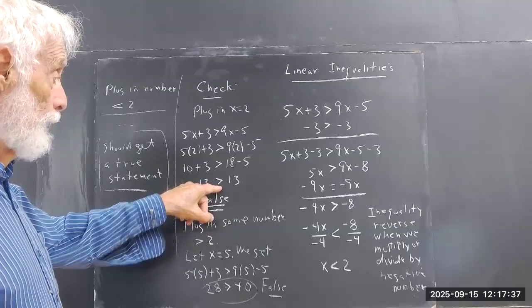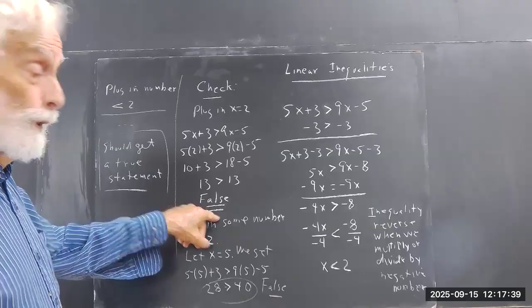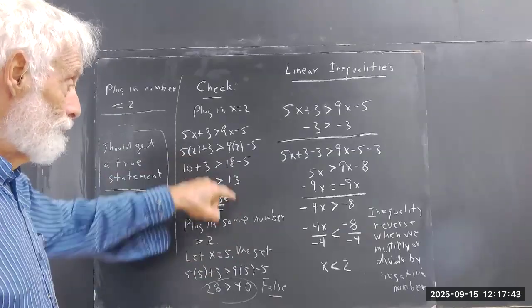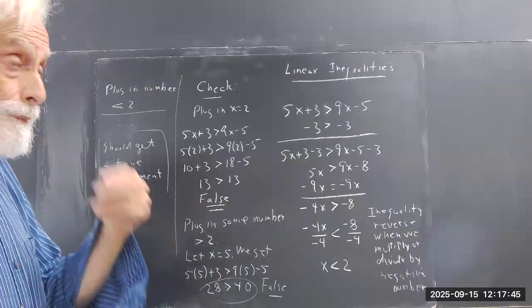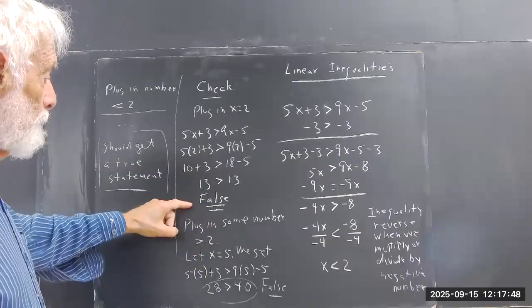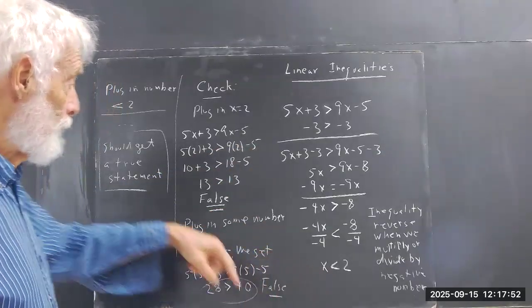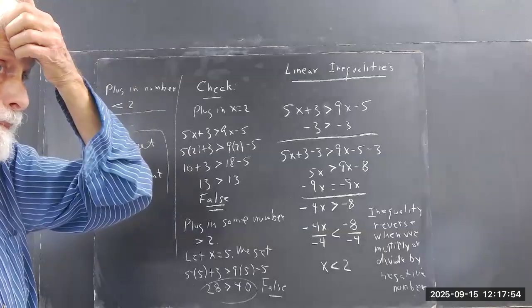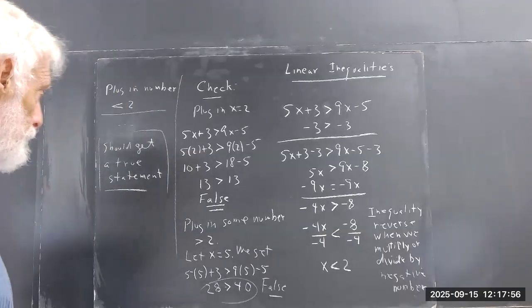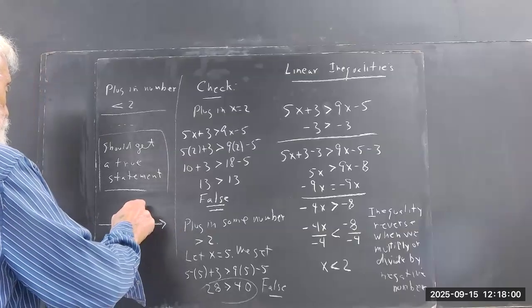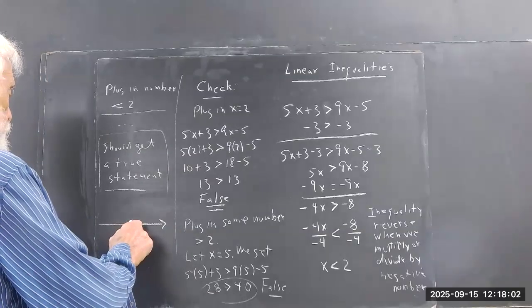So if it's a greater than or less than, it's going to be false. But if it's greater than or equal or less than or equal, that would have been a true statement. Then plug in some number to one side of this number, plug in a number on the other side. Last thing I'll mention, you could then graph this and it tells you how to do that.